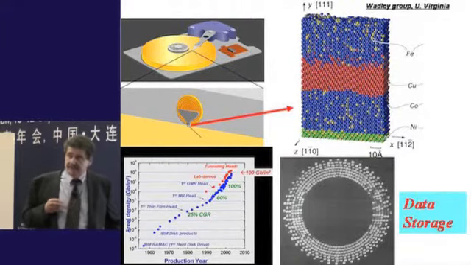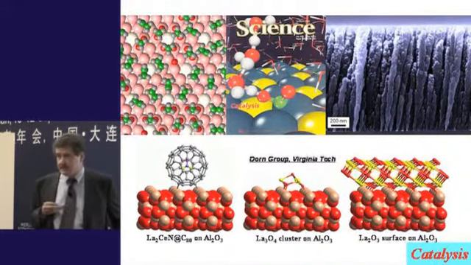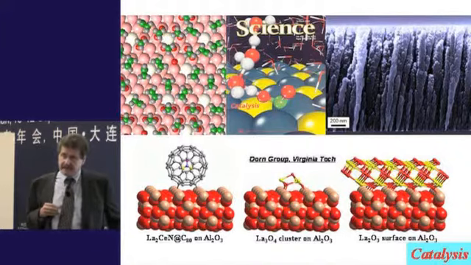Another field is in catalysis, where these new nanomaterials enable improved control of chemical reactions. And as shown in the top right image at RPI, we're working on ways to improve the surface area of materials to improve catalytic activity.